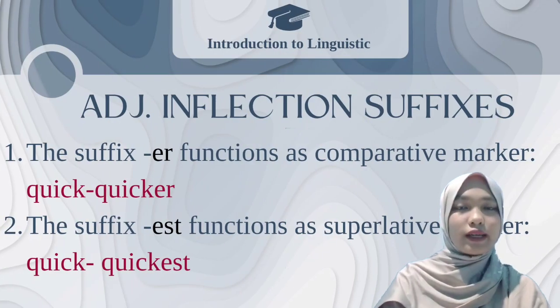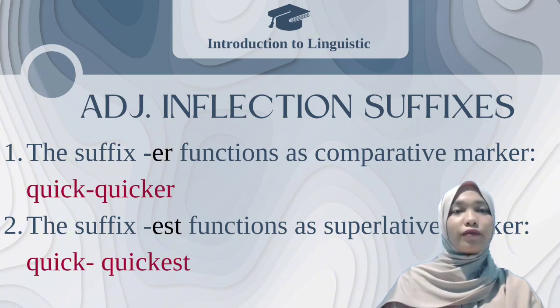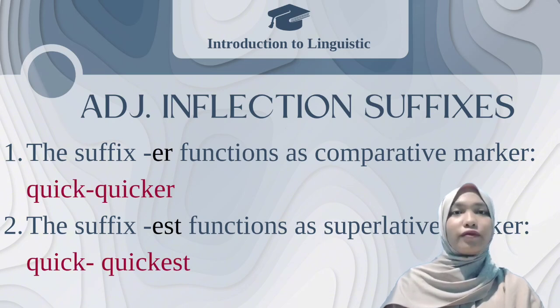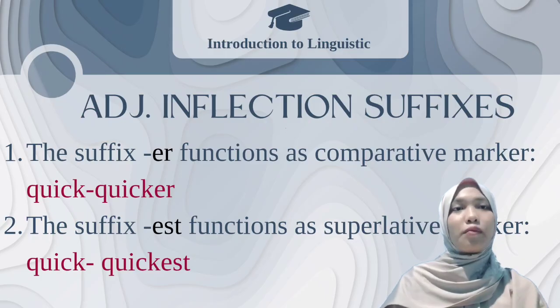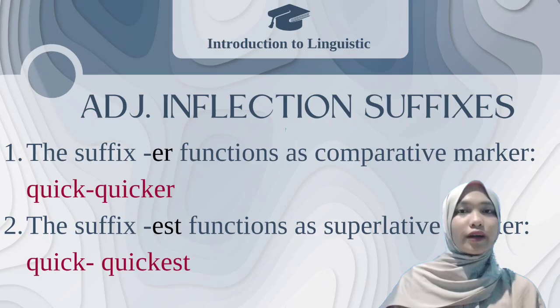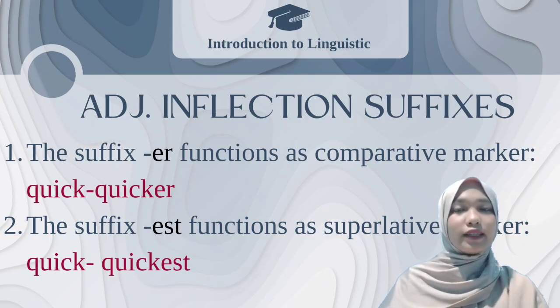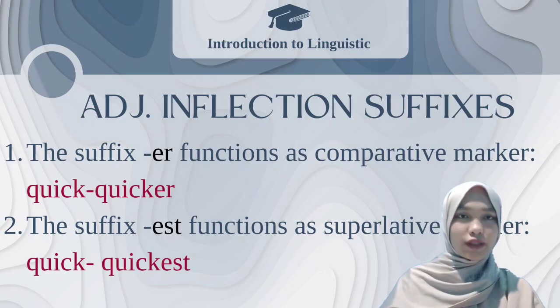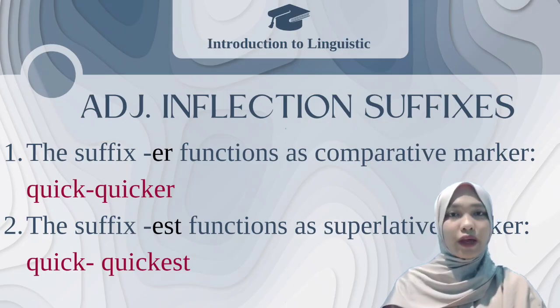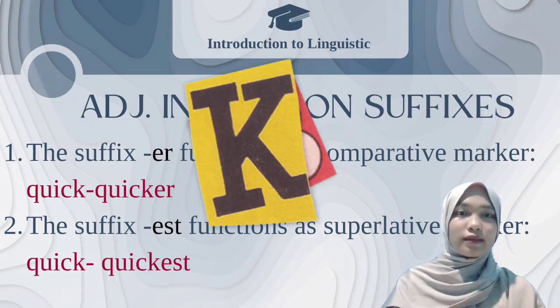And the last one is adjective inflection suffixes. The first, the suffix -er, functions as a comparative marker. For example, quick into quicker. The second, the suffix -est, functions as a superlative marker. For example, quick to quickest. Okay, so that's all about the morphological structure of words in linguistics.